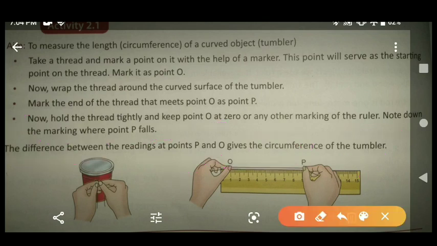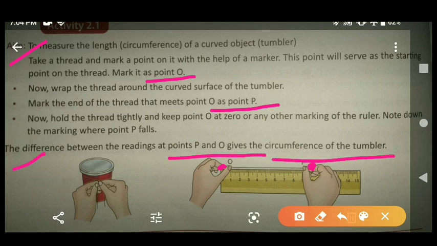First of all, mark an initial point O, then mark a final point and keep this thread on a ruler and find the difference between the readings of the final and initial points. So you will get the circumference of a tumbler or any object. By this we can find the circumference of an object. This is all about measuring the length of a curved object.